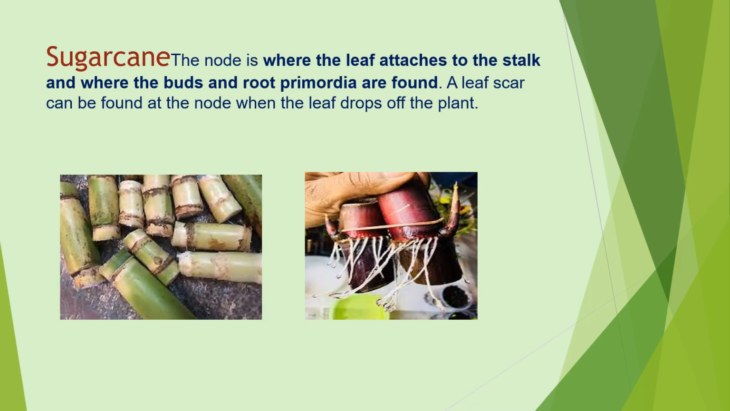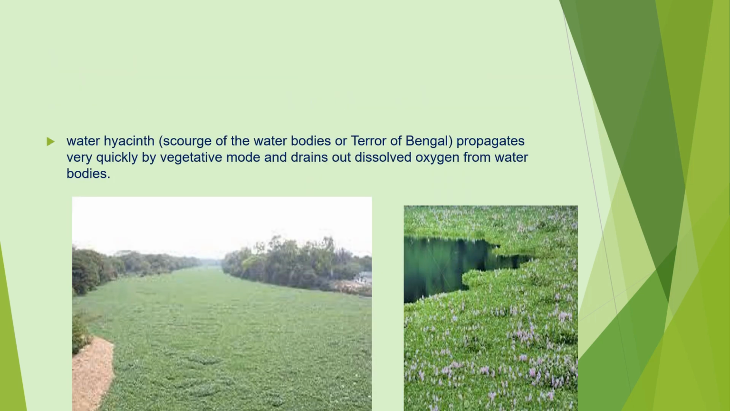And the sugar cane is an example of stem growing into a new plant. The nodes portion of the sugar cane give rise to the roots. You can see the roots also. So these are the seeds of the sugar cane. They grow them in the soil and then later on this is going to give you a whole plant of sugar cane. Water hyacinth, you've seen, it's called the terror of Bengal.